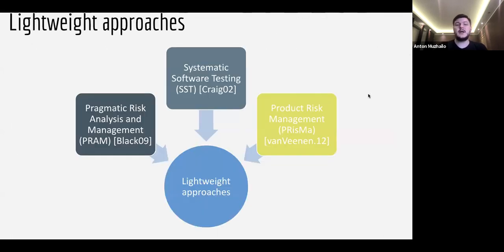So there are a list of the lightweight approaches and the heavyweight approaches that you might use. The lightweight approaches are those that usually help you to understand which of those are good or not. So this is the systematic software testing approach being defined by Craig. There is the PRAM, pragmatic risk analysis and management, being defined by Rex Black, and Prisma, product risk management, created by Eric van Veenendaal.